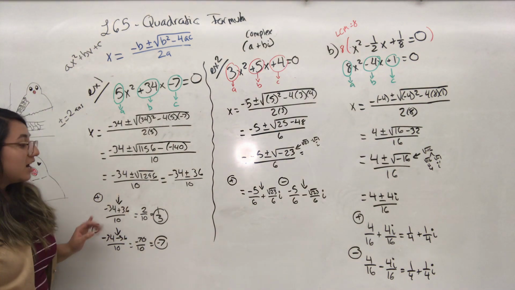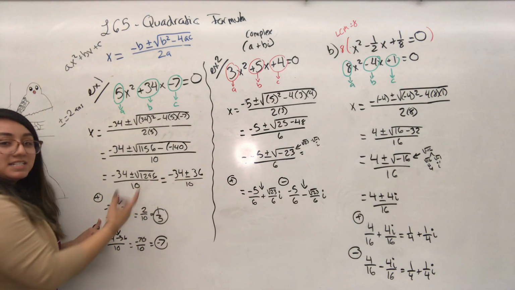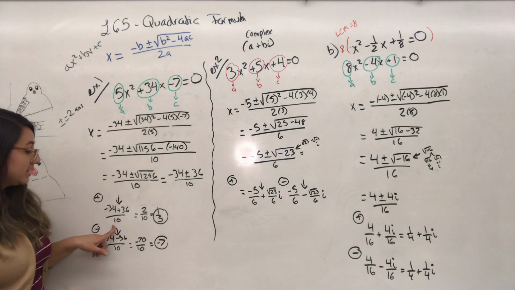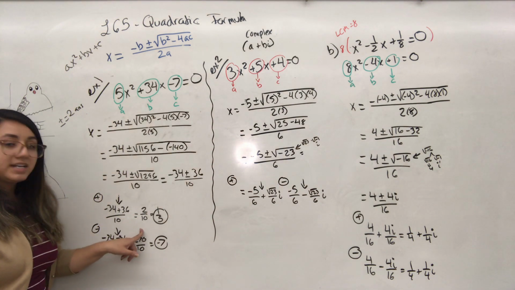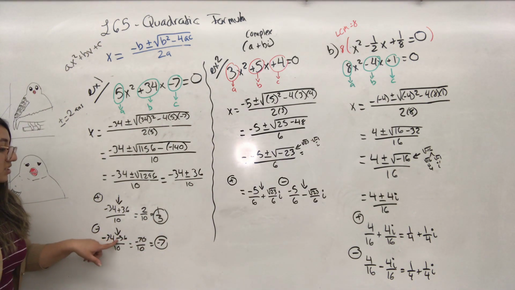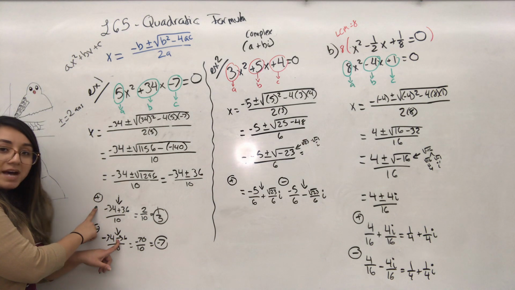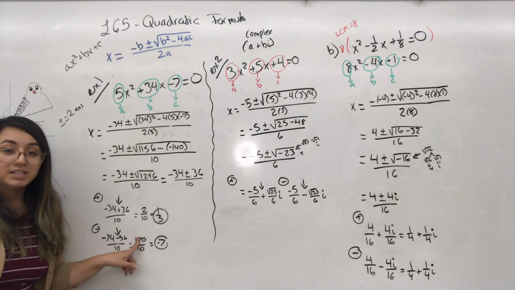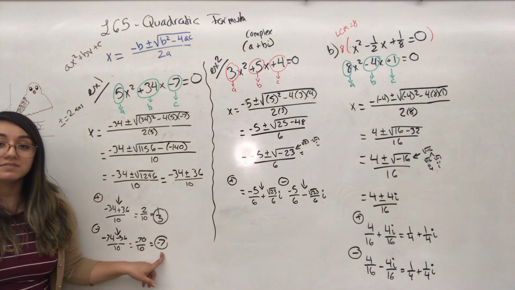So now, our first answer, positive. So negative 34 plus 36 over 10. Simplify that, negative 34 plus 36, 2 over 10. Simplify again, 1 over 5. Next one, we're going to subtract. So the plus, we did here the positive, we did the negative now. Negative 34 minus 36, negative 70 over 10, we have a number of negative 7.